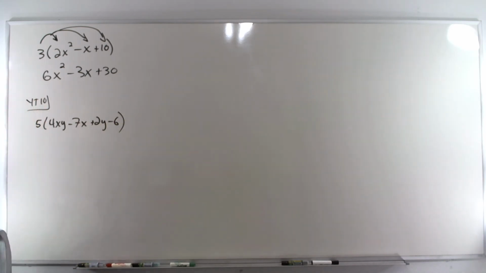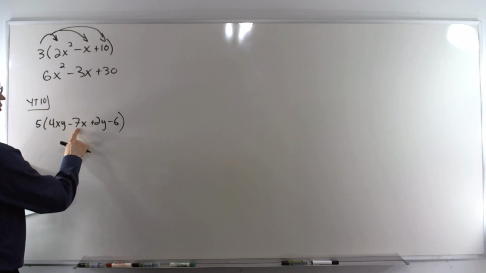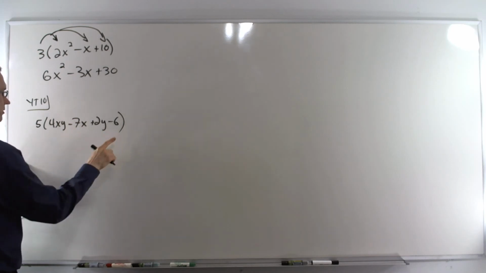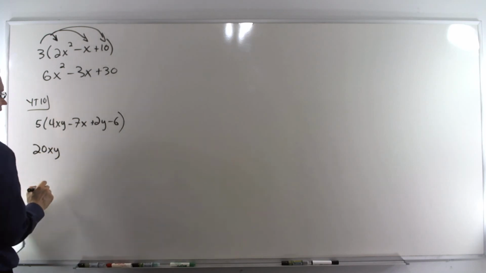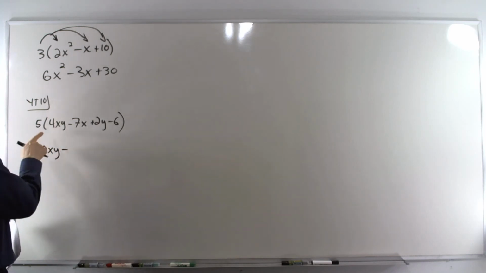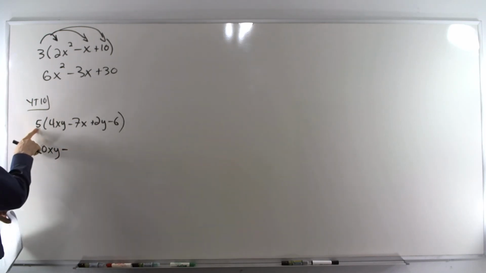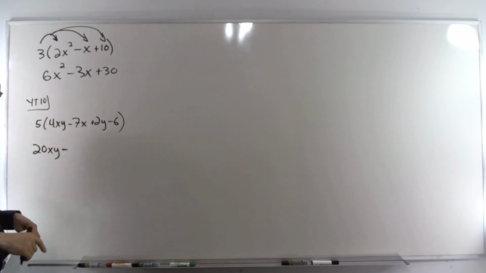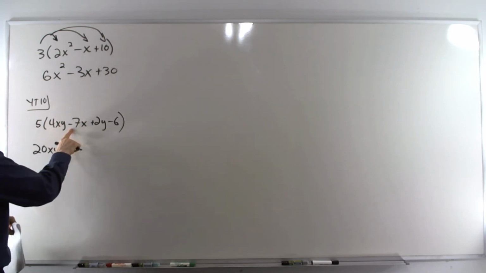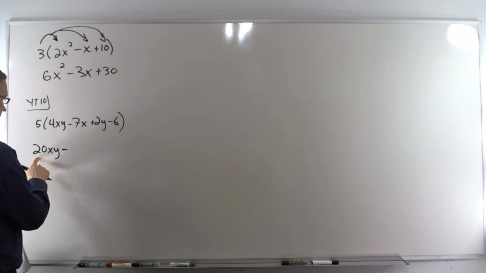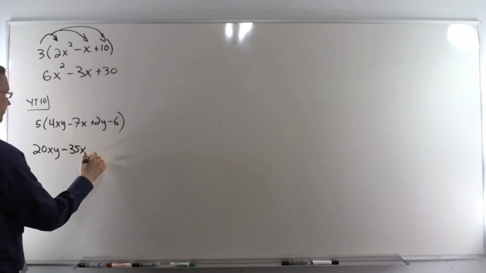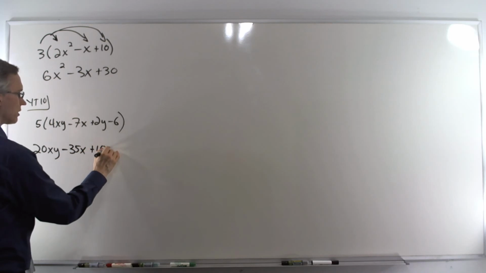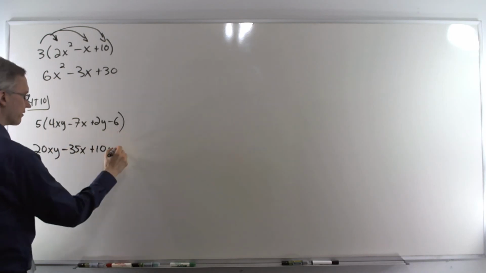Now I'm distributing into this one. We've got 1, 2, 3, 4 terms, so we're going to do 4 multiplications. 5 times 4 is 20, so that's 20xy. Now, when you distribute a positive number in, none of the signs change. We're going to go positive, negative, positive, negative. So positive, we got negative 35x. Back to positive, 5 times 2 is 10. And then back to negative, minus 30.